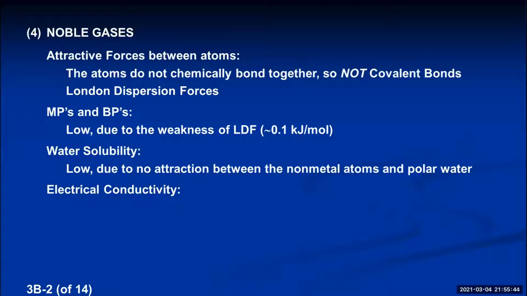So they don't move from one atom to another. So there's no ions that are existing that could move, and there's no electrons that can move. Therefore, a crystal of a noble gas or a liquid noble gas or a gaseous noble gas would not be able to conduct. There are no mobile charged particles, okay? So I would like you to understand these properties of noble gases.